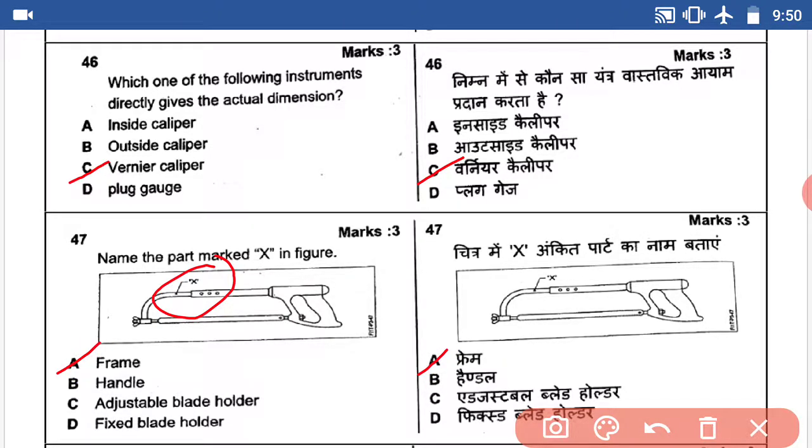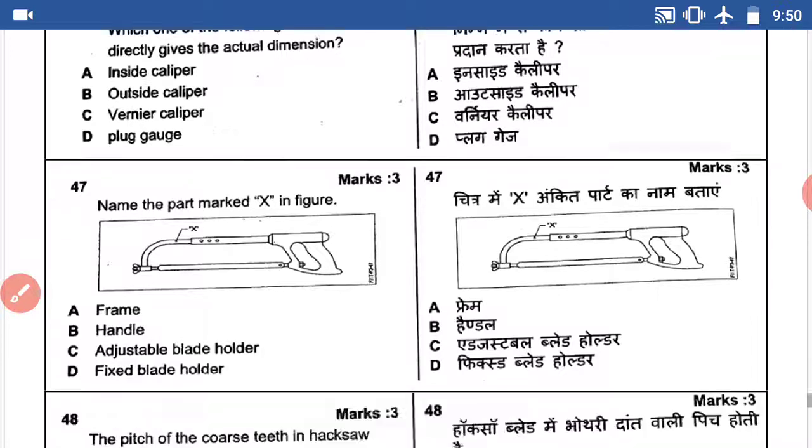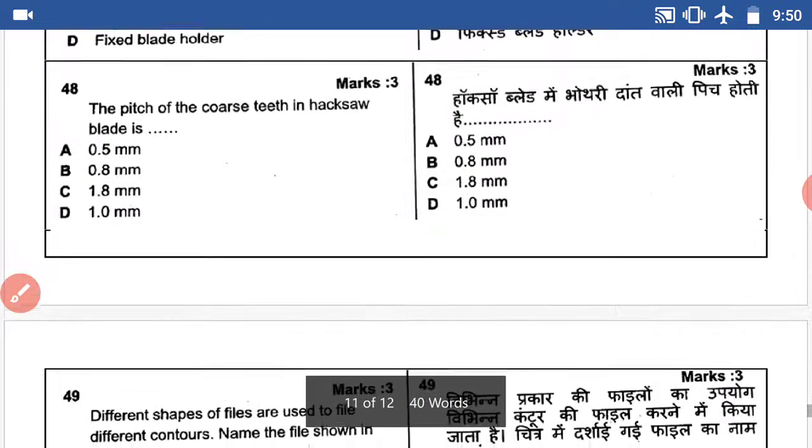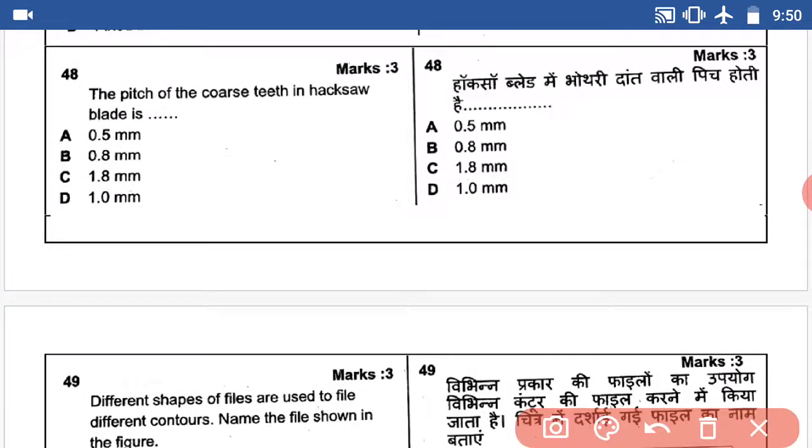Question number 48. The pitch of the coarse teeth in a hacksaw blade is dash. Coarse teeth in a hacksaw blade are 1.8 mm. The answer is C, 1.8 mm.